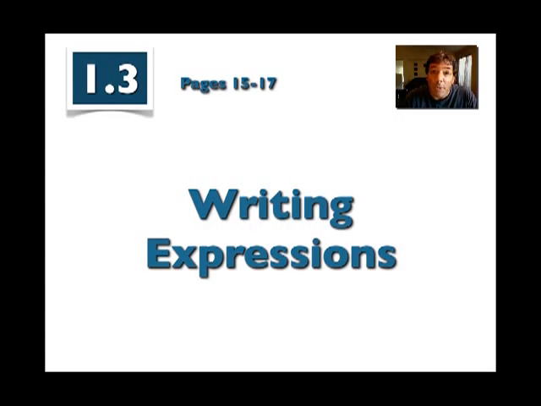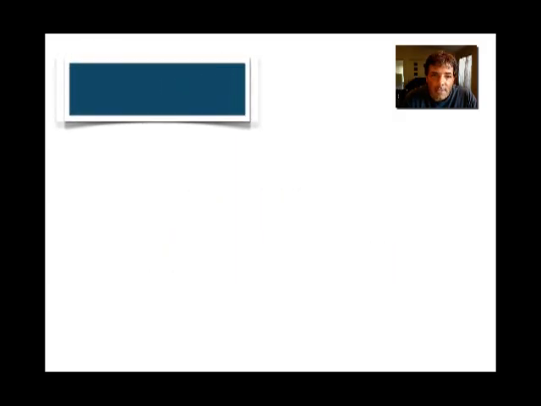All right, now we're going to start Chapter 1, Section 3. You can find this on pages 15 through 17 in your book. You can see on the screen it's titled Writing Expressions. It's a short lesson, probably 10 or 12 minutes, and a lot of it's going to be kind of familiar to you, I'm assuming. We start every lesson with an objective. Your objective for today is this.